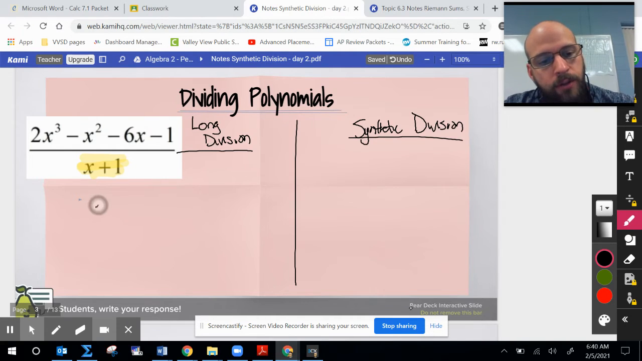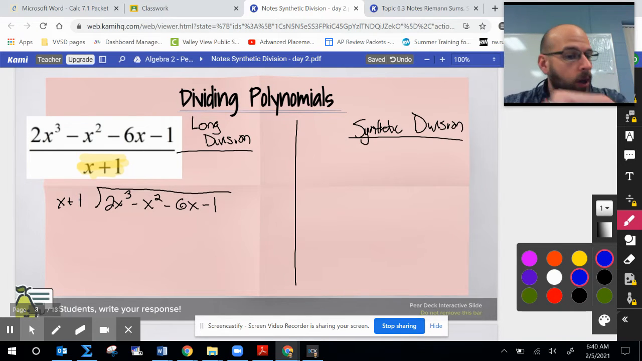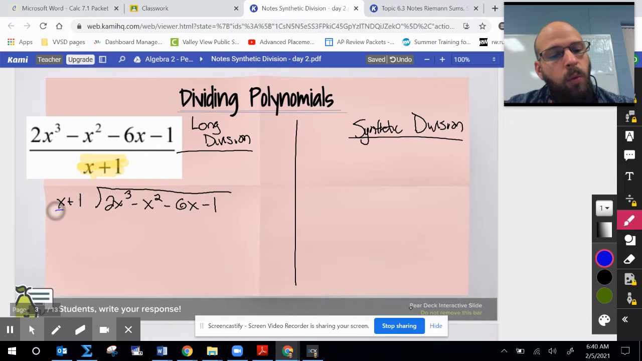So for long division, I'm going to put my 2x cubed minus x squared minus 6x minus 1, and then my x plus 1 on the outside. Now, the way I start my long division is I want to figure out what I need to multiply x by to get a 2x cubed.